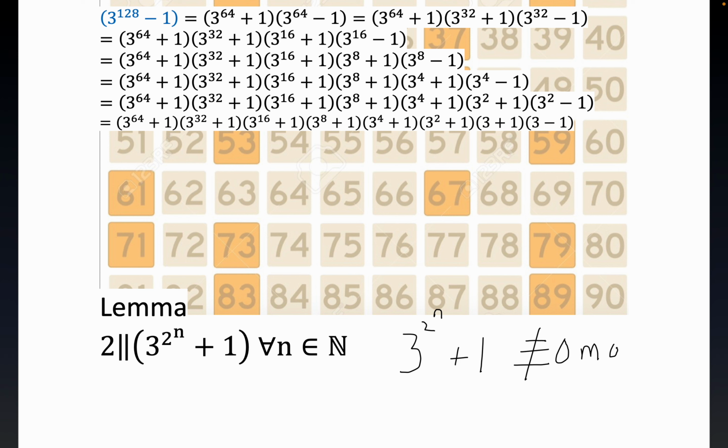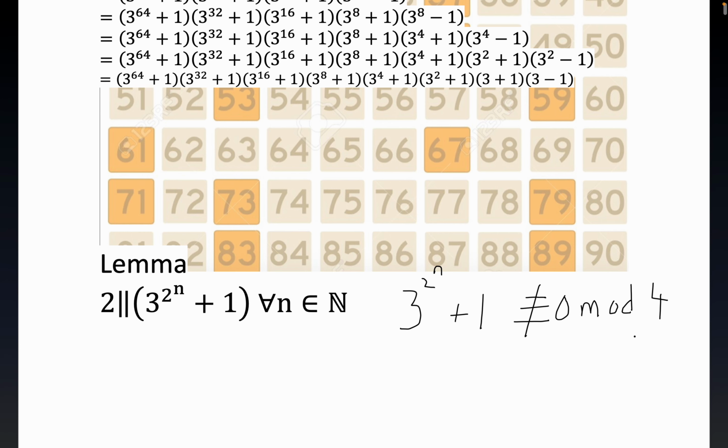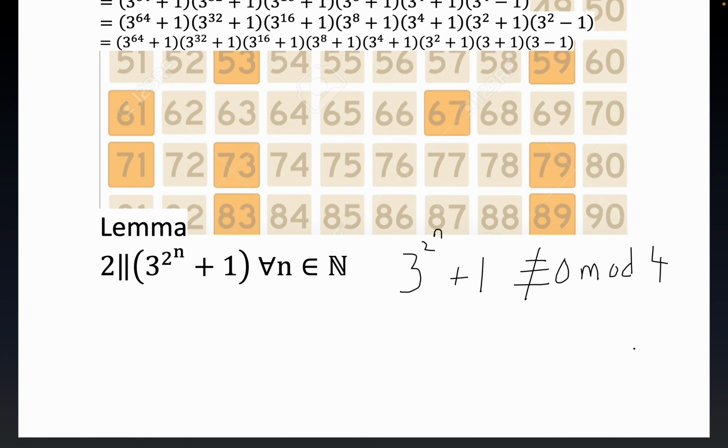Another way of saying that is that 3 to the 2 to the n plus 1 is never a multiple of 4. Now the way to check that with congruence arithmetic, and again I'll show you right here: if n is equal to 1, which is one of the legitimate remainders when you divide by 4, what do we get right here? We get 10.